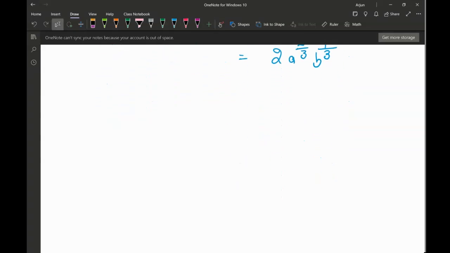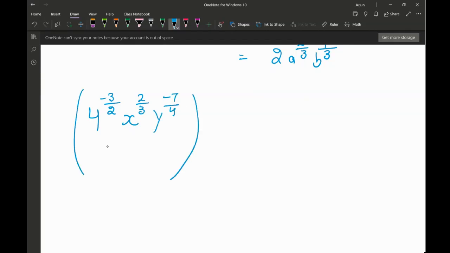Now, one last question which I'm going to do, which is a little tricky to solve, but we're going to try and do this one. 4 to the power of negative 3 over 2, and then x raised to the power 2 over 3, and y to the power of negative 7 over 4, and then I will divide it by 2 to the power of 3 over 2, and x to the power of negative 1 over 3, y to the power of 3 over 4, and then this is 2 over 3.